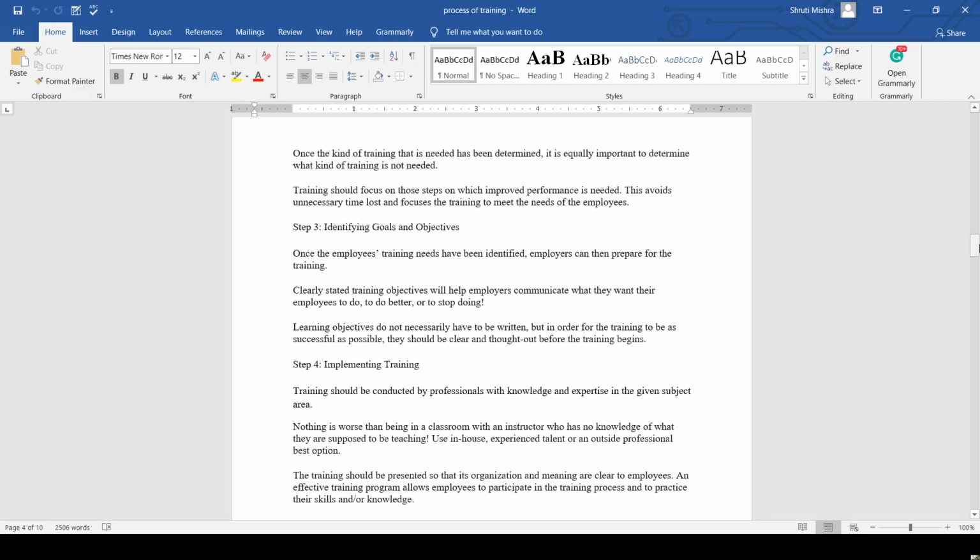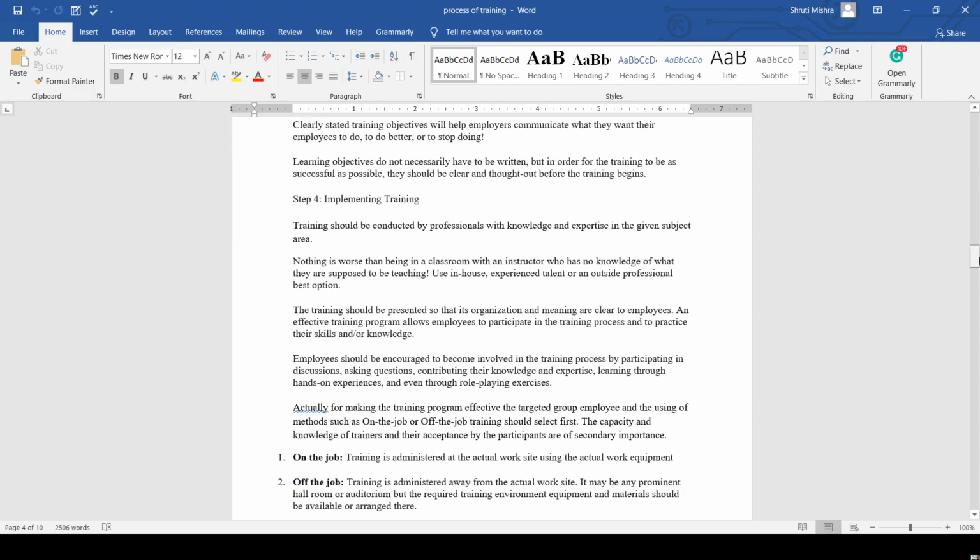Now, the fourth one is implementing the training. If you have decided all the things, whether the training is required or not, and if it is required, what type of training is required, and what goals and objectives we need to set for the training, then lastly, when all these three steps have been set, we need to go for the implementation part. We need to implement the training program which we have designed already.